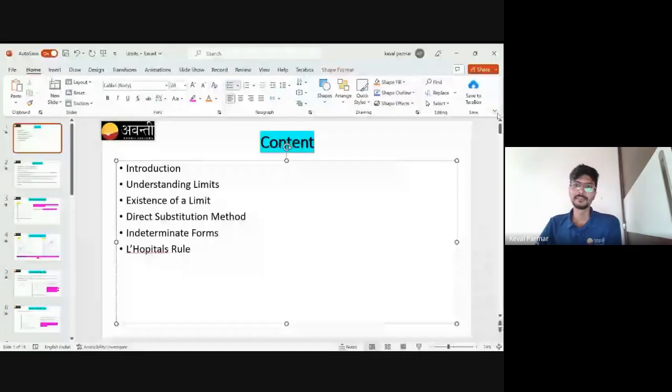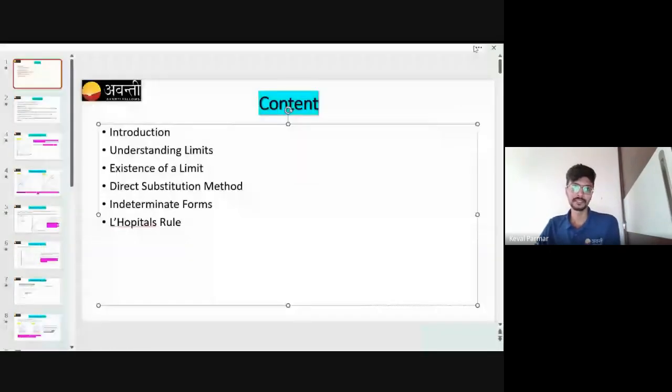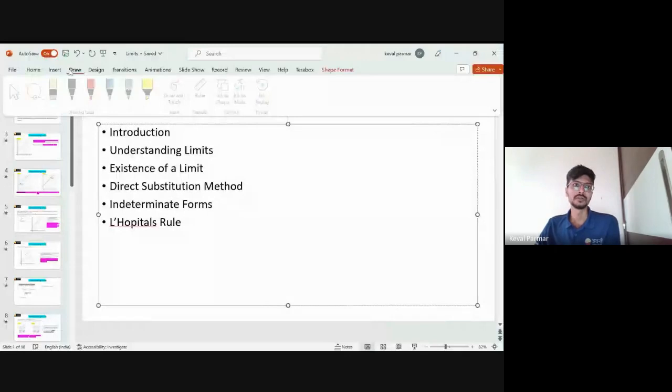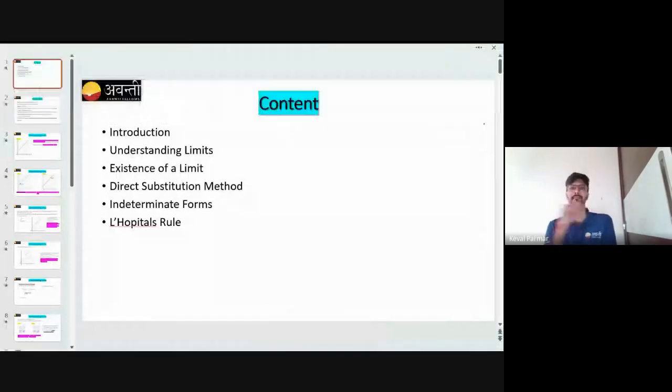So, I hope you remember last time we completed inverse trigonometric functions, and now we are going to start with limits. Before going into today's lecture, let me tell you what we are going to cover here. Basically, we will see what limits are. As you can see on the screen, we'll first go through the introduction: What is a limit? Why do we calculate the limit? How do we calculate the limit? What is the use of the limit?